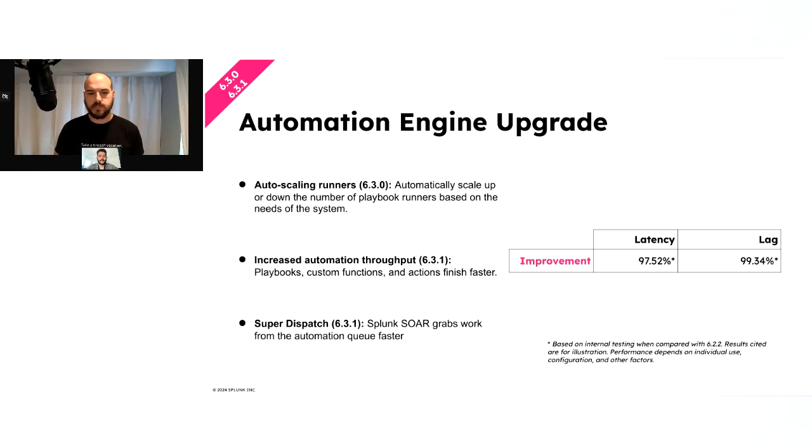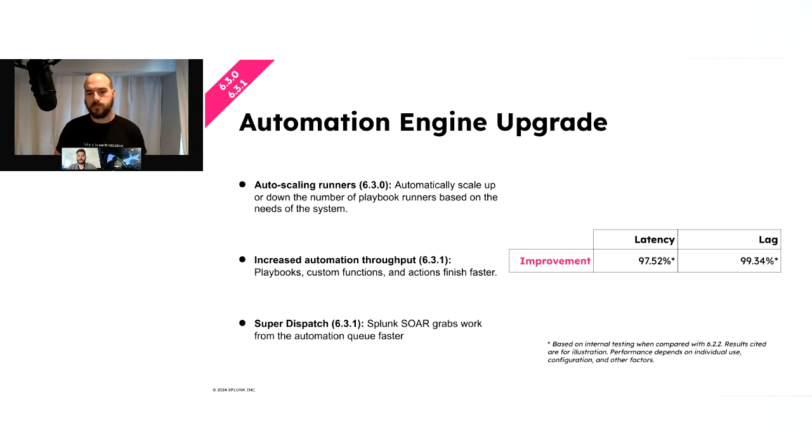Now, these are less so knobs that you can tweak on your own, but really upgrades to the internal code base of SOAR. Together, it means playbooks, custom functions, actions, they all finish way faster than they did in prior versions. And then SOAR is able to pick up and grab work off the automation queue faster as well.